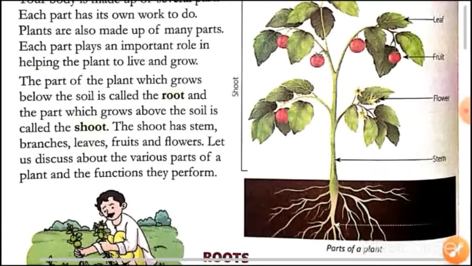The part of the plant which grows below the soil is called the root, and the part which grows above the soil is called the shoot. The shoot has stem, branches, leaves, fruits and flowers. Let us discuss about the various parts of a plant and the functions they perform.